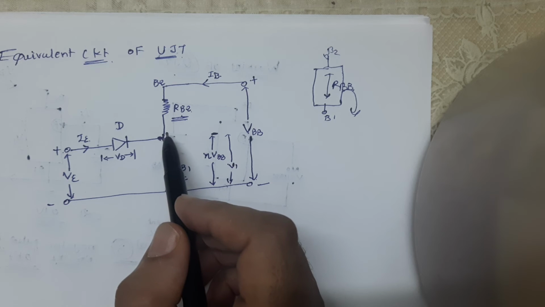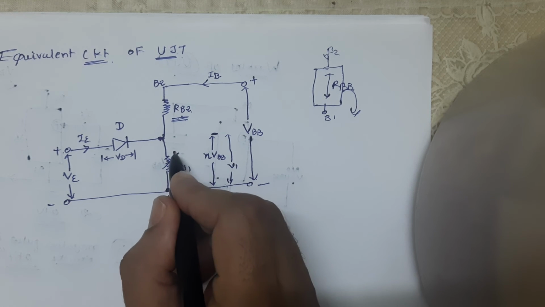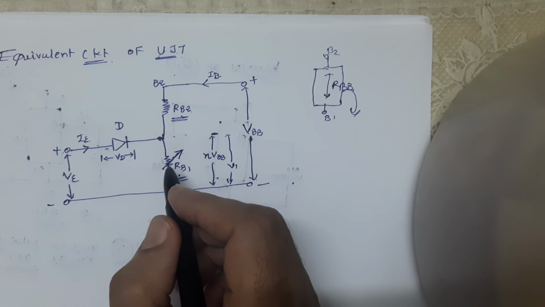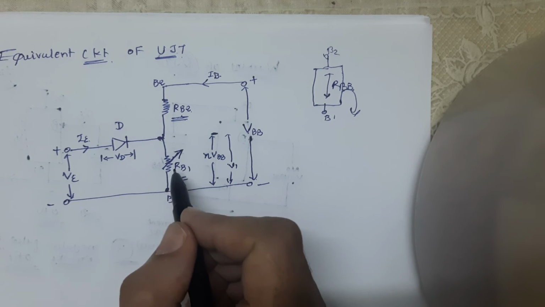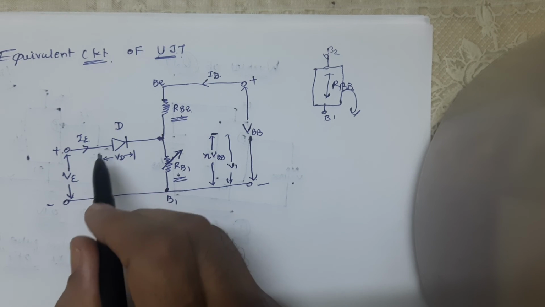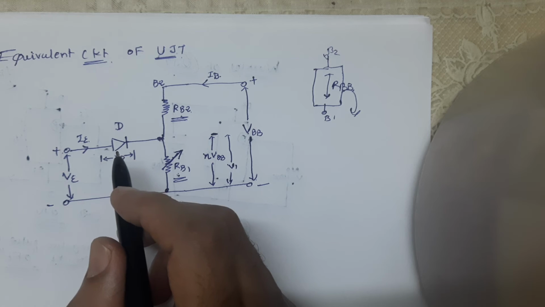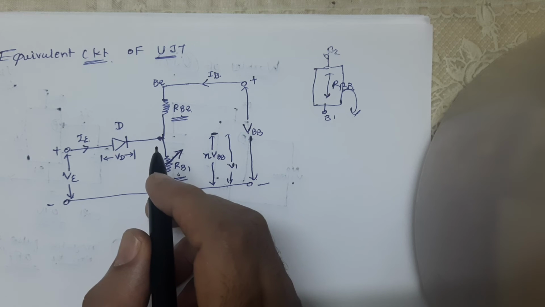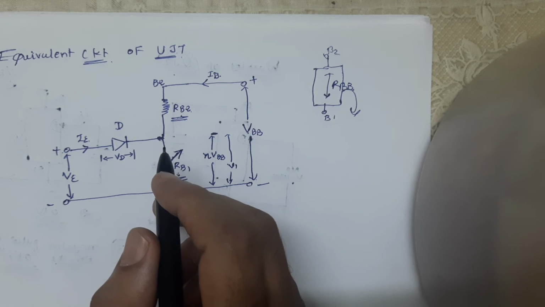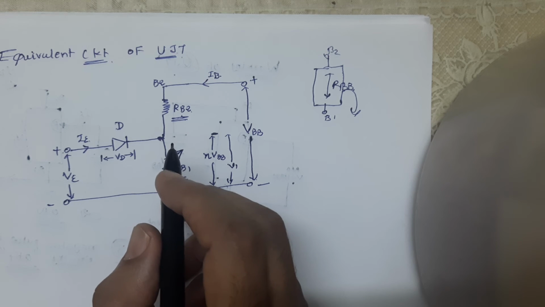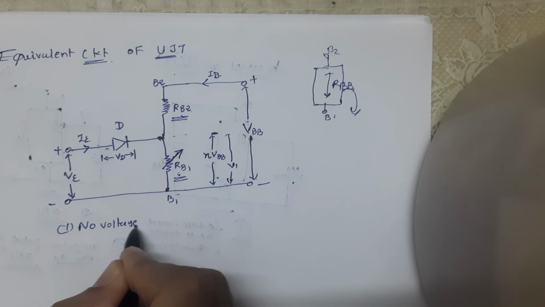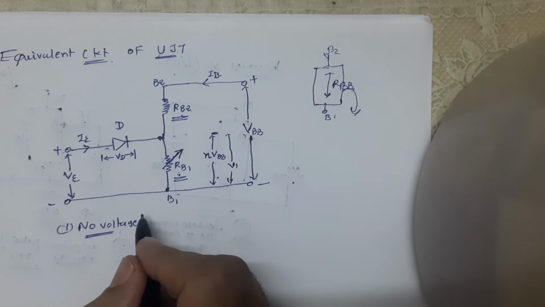This resistance is shown variable. This is the symbol for variable because its value depends upon the bias voltage across the PN junction. The value depends upon the value we are applying to the input. The PN junction is represented in the emitter by a diode D. The circuit action of the UJT can be explained more clearly from its equivalent circuit. So for the first condition, no voltage is applied to the UJT.